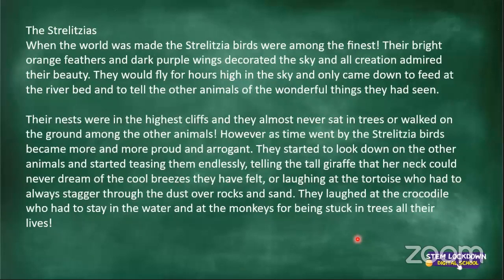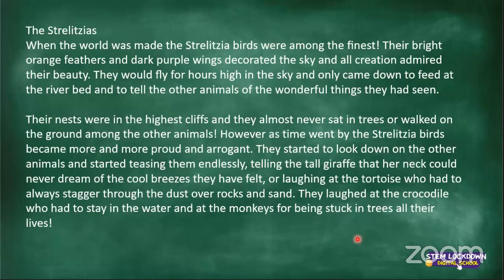The Strelitzias. When the world was made, the Strelitzia birds were among the finest. Their bright orange feathers and dark purple wings decorated the sky, and all creation admired their beauty. They would fly for hours high in the sky and only came down to feed at the riverbed and to tell the other animals of the wonderful things they had seen. Their nests were in the highest cliffs, and they almost never sat in trees or walked on the ground among the other animals. However, as time went by, the Strelitzia birds became more and more proud and arrogant.